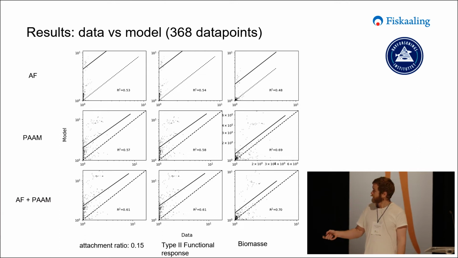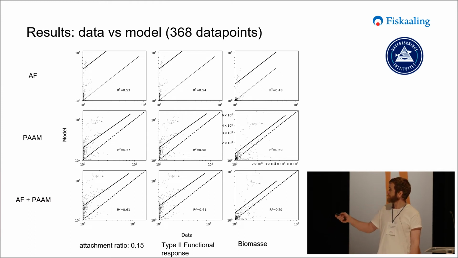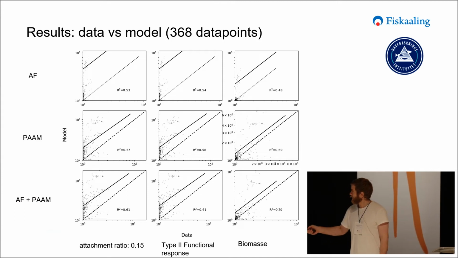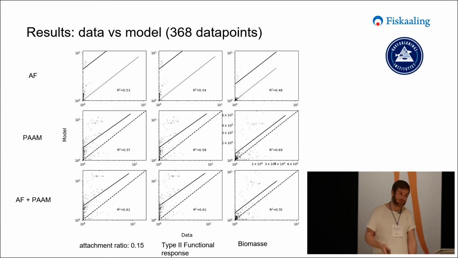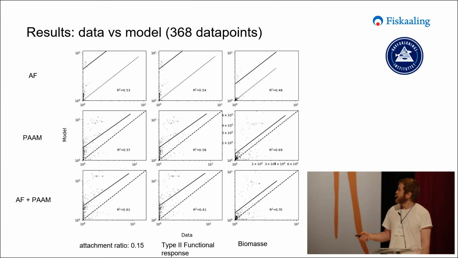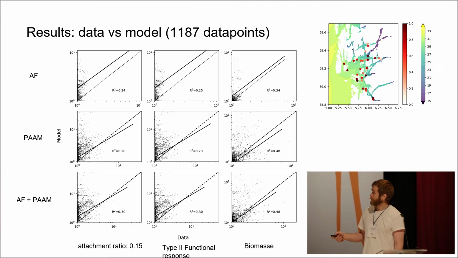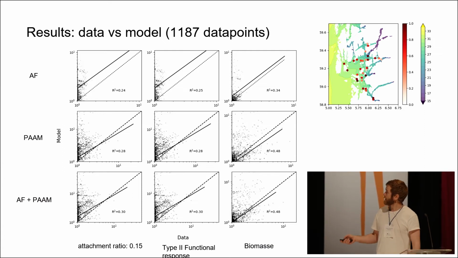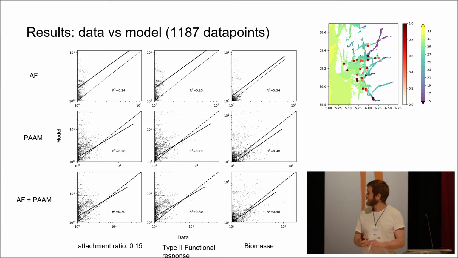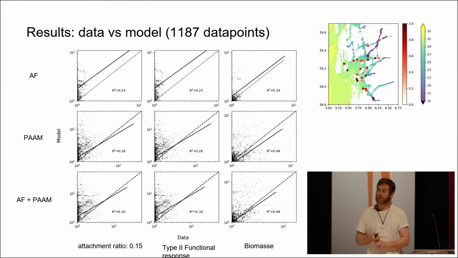And we looked at a constant receiving ratio, a type 2 functional response, and also the biomass. And we see here that we get a quite high R square when we add them both together and use biomass as a function of receiving ratio. If we do the same, but now just until they do the first treatment, we get a lot more data points, but now the R square is down to 0.8.